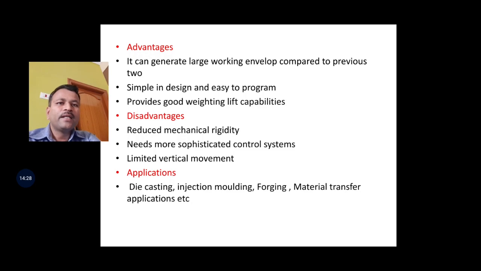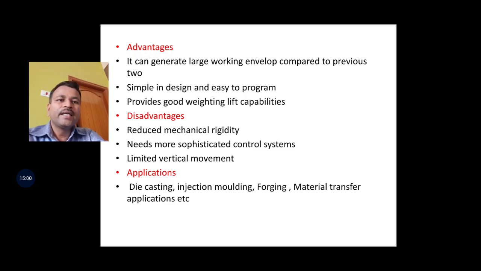Next, coming to advantages, it can generate a large working envelope compared to the previous two. Workspace will be more compared to the previous configurations, that is the cylindrical configuration and Cartesian configuration. Simple in design and easy to program. Provides good weightlifting capabilities. Disadvantages, again the same: reduced mechanical rigidity, needs a more sophisticated control system, limited vertical movement. Vertical movement is less, only horizontal and rotary movement.